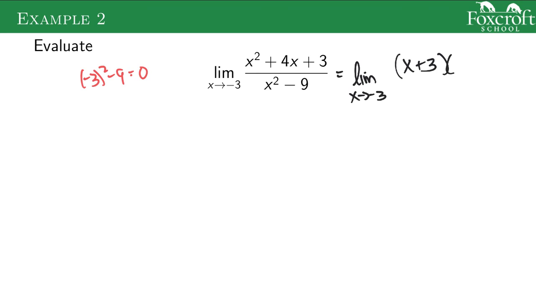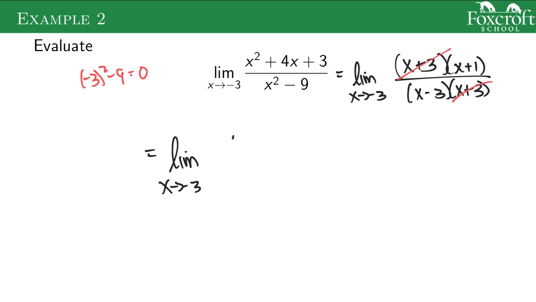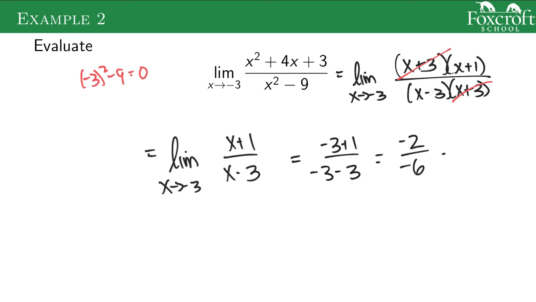On the top, I want to add to 4 and multiply to 1. So it gives me this. On the bottom, it's a difference of perfect squares. And factor out, in this case, I can cancel out the x plus 3's. And now that I canceled out that factor, I can hopefully plug in my number, and everything should work. That's negative 2 over negative 6, which is positive 1/3.